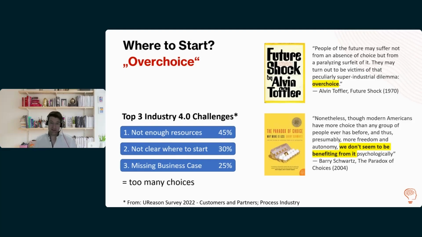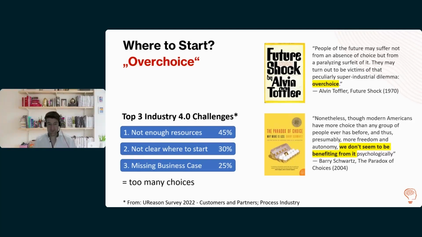So this problem of too many choices, overchoice, is also very nicely reflected in our industry survey from last year.